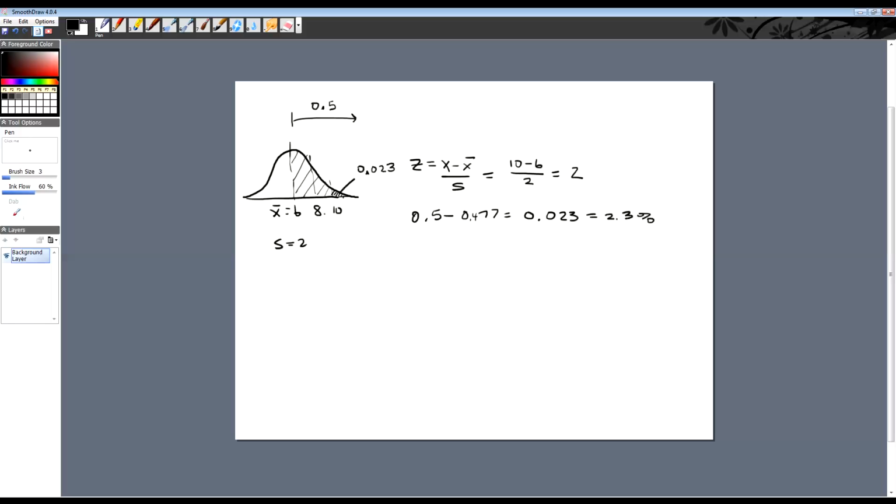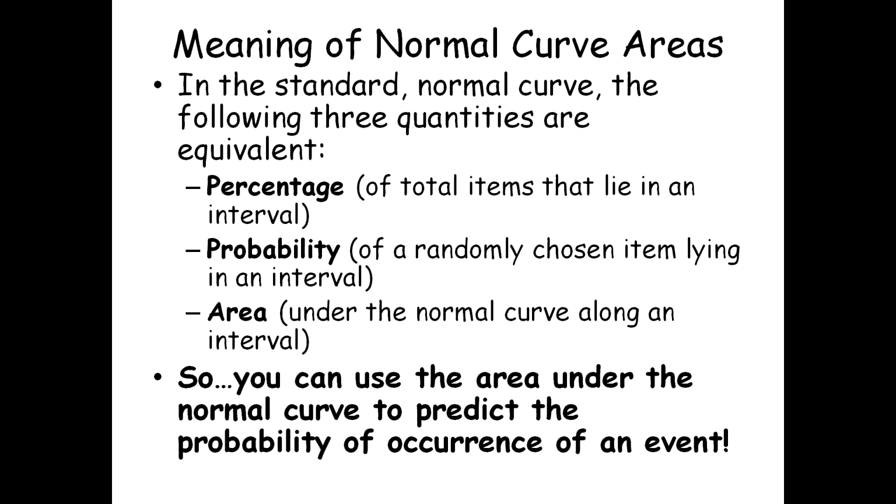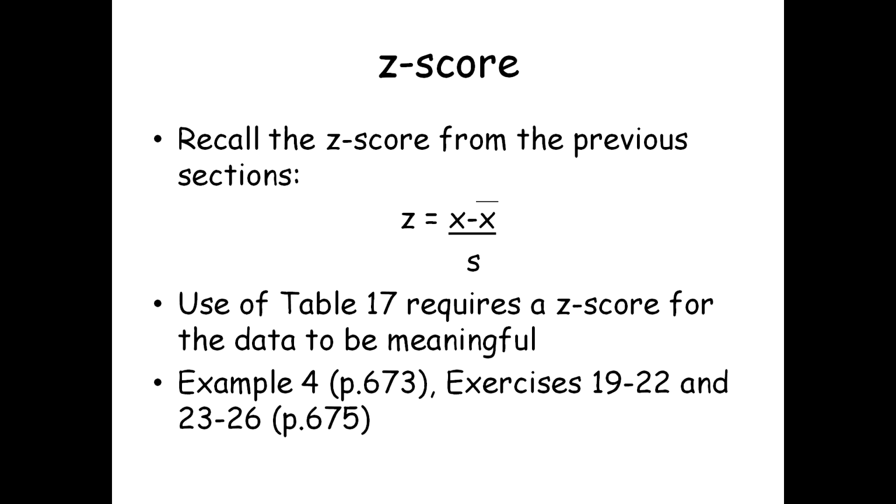So since the standard normal curve has the three quantities being equivalent, percentage, probability, and area, the area under that normal curve is 0.023, 2.3%. So therefore, the probability of the call exceeding that is 2.3%. Remember the z-scores? In order to use table 17, we have to calculate a z-score for the data. Example 4 on page 673 includes this illustration. You can look at that on your own, but let's do some exercises from this section of the chapter.